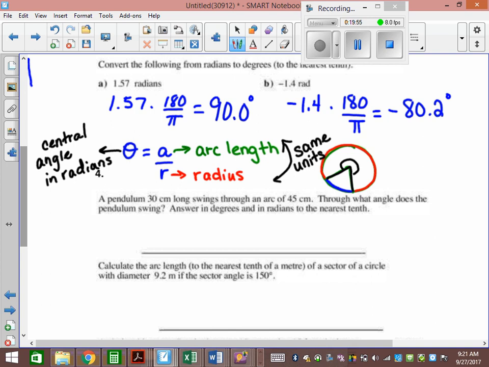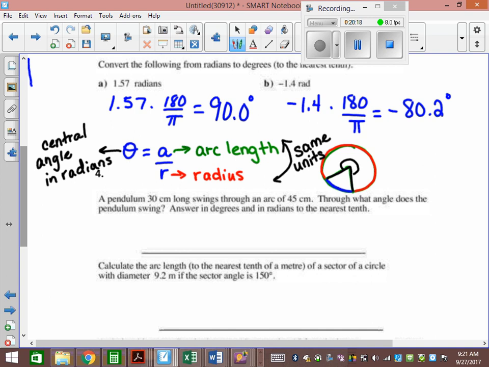Okay? So what will they do? They'll either give it to you most of the time in degrees, make you convert it to radians and then solve, or they'll ask for your answer for the central angle. They'll ask for it in degrees. Well, when you solve it with the formula, you actually get it in radians, so you have to convert it to degrees. Okay, that's how they get around it.